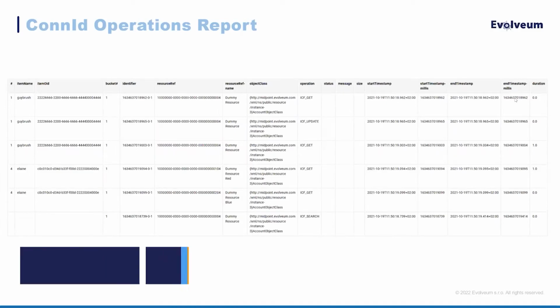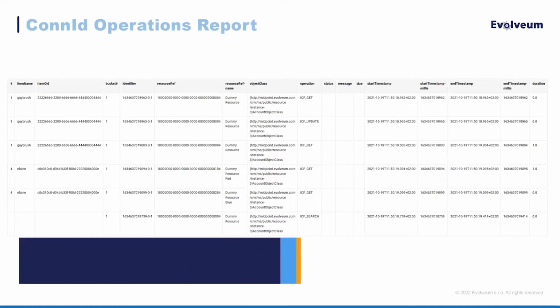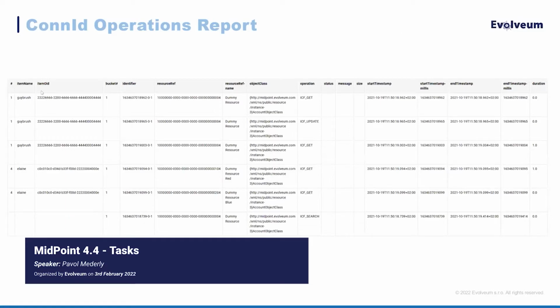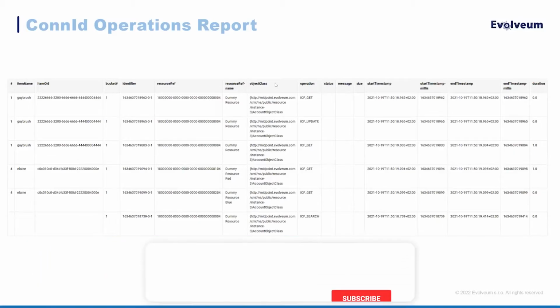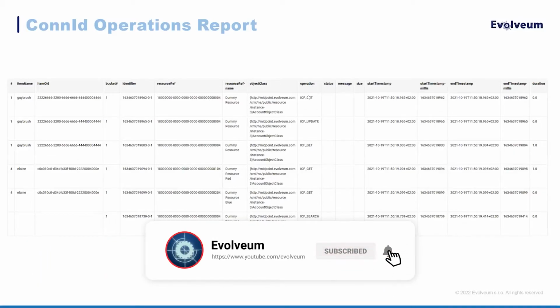And when you have real problems, for example, with a specific resource, you can enable reporting even on the level of individual ConnId operations, like getting an account or modifying an account, deleting, and so on and so on. So here is an example, again, some identification of an object. The resource in question, object class, the operation, and some timing information.